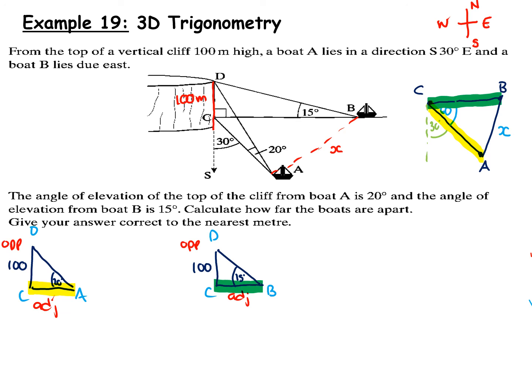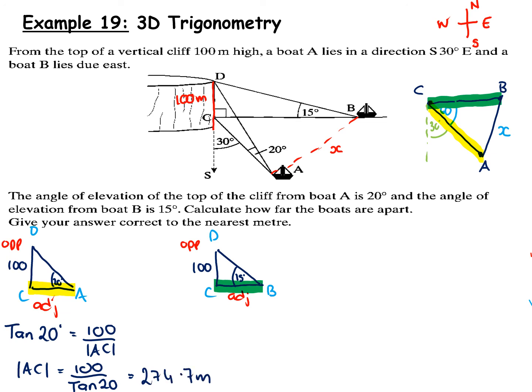So because we're dealing with opposite and adjacent, we're going to use tan. So the tan of 20 degrees is equal to opposite over, we'll work with AC. So AC is equal to 100, rearranging this, divided by tan of 20 degrees. And we'll stick that into the calculator, and that's 274.7 meters.